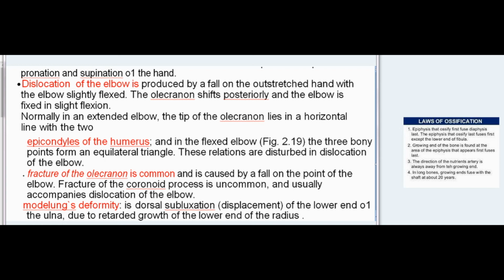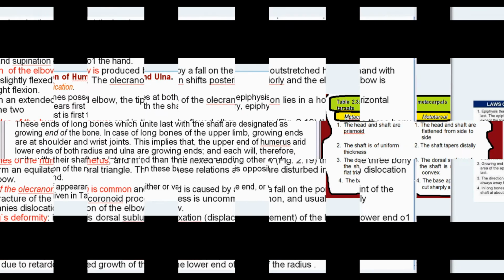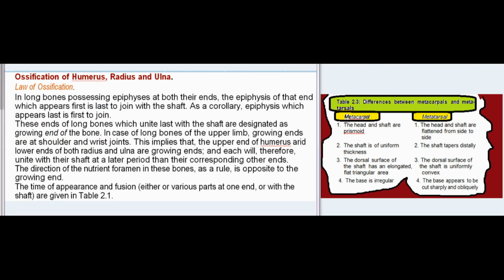Fracture of the olecranon is common and is caused by a fall on the point of the elbow. Fracture of the coronoid process is uncommon, and usually accompanies dislocation of the elbow. Madelung deformity is dorsal subluxation, displacement, of the lower end of the ulna, due to retarded growth of the lower end of the radius.